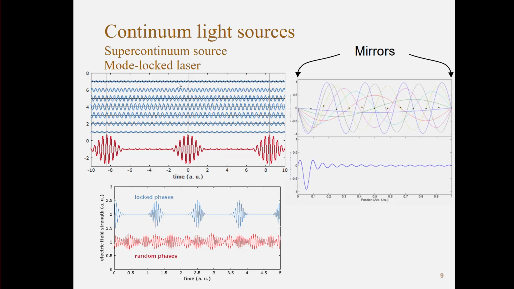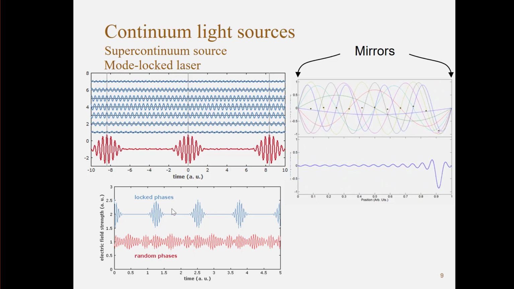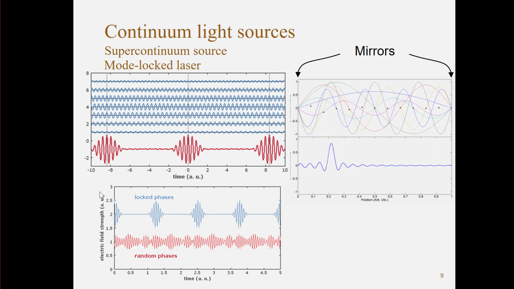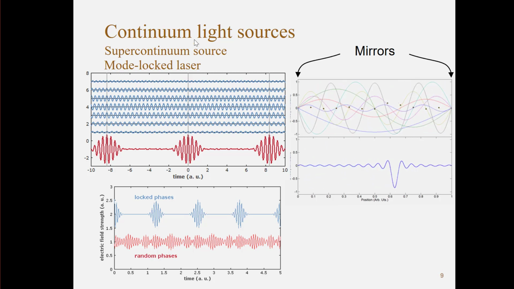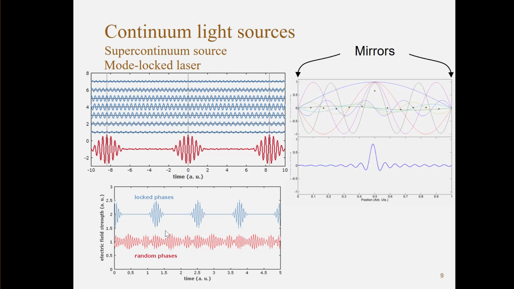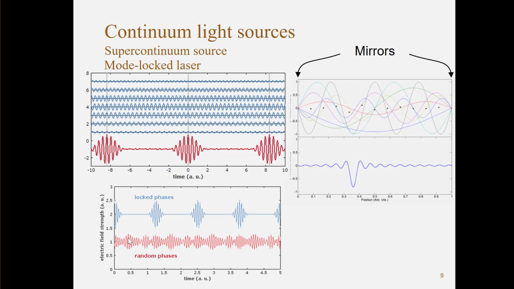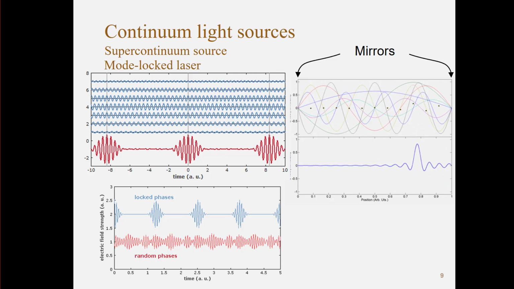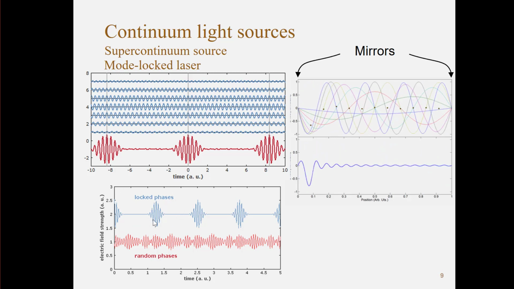Okay, so this requires a certain phase relationship between all of these different modes. In the picture down here, you see that if you have the right phase relationship between all the different modes, you get these very short pulses. But if you have a random phase relationship between all these different modes, you get a variation in intensity, but it doesn't become short pulses with very high intensity. So we want to have some way of forcing it to have this pattern with very short pulses.